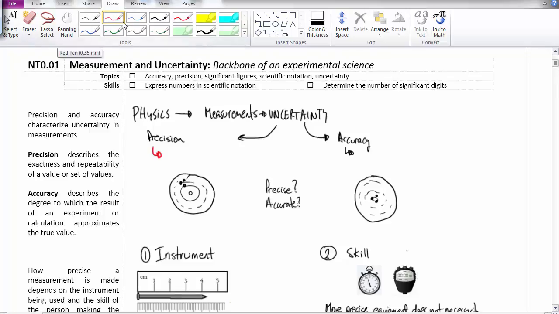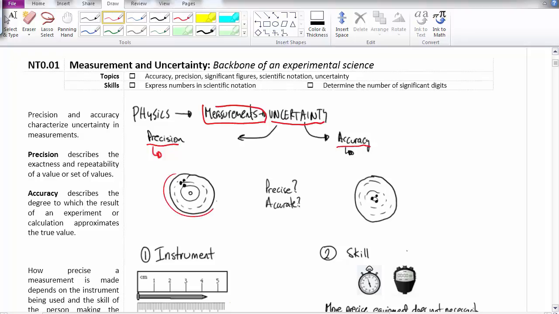Okay, hello. In this class cast, we'll look at measurement and uncertainty. This is something that we always do in physics, so it's really important that we learn a couple of terms that characterize measurement. The idea here is that all measurements have a level of uncertainty attached to them. So we need to know the two terms, precision and accuracy, that describe uncertainty.